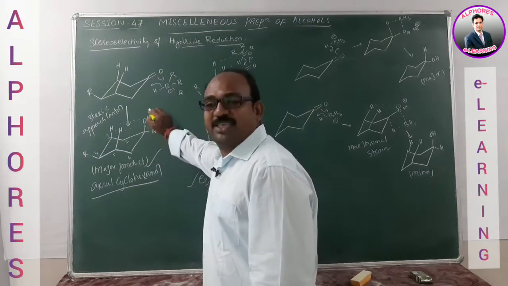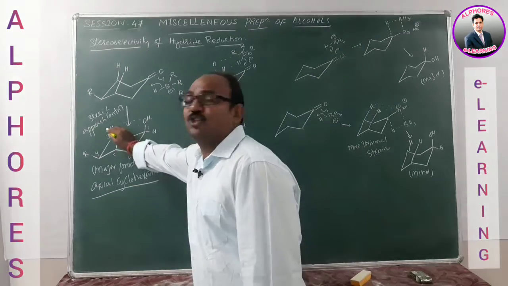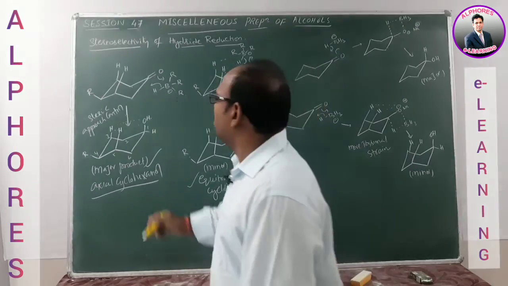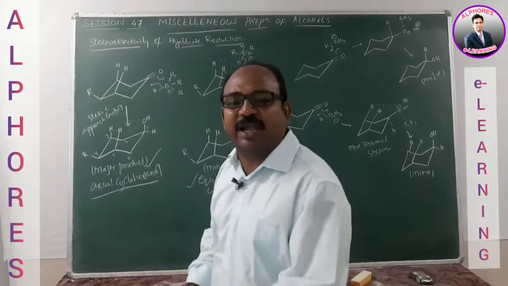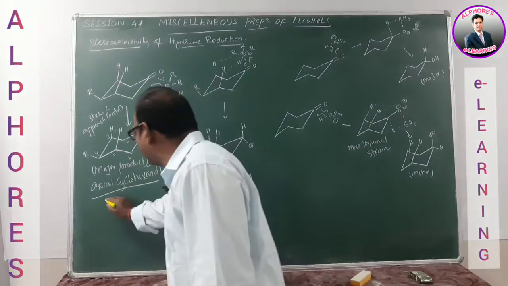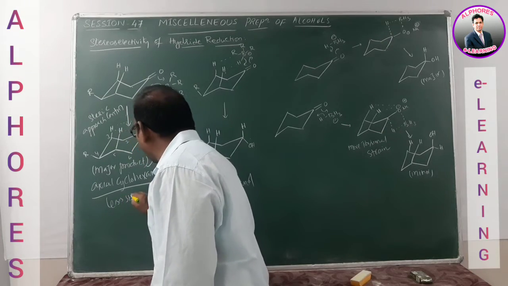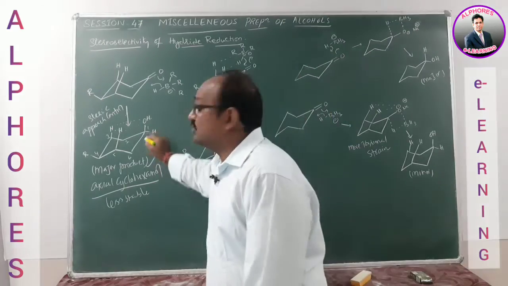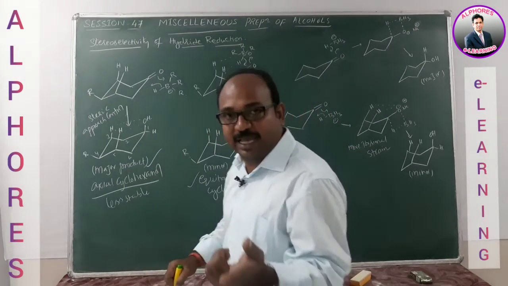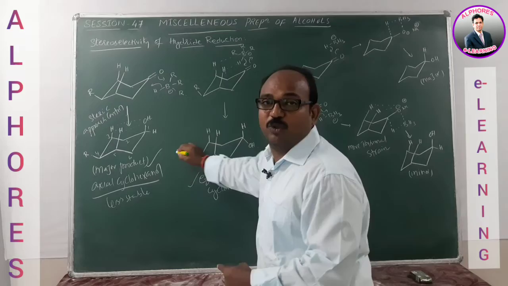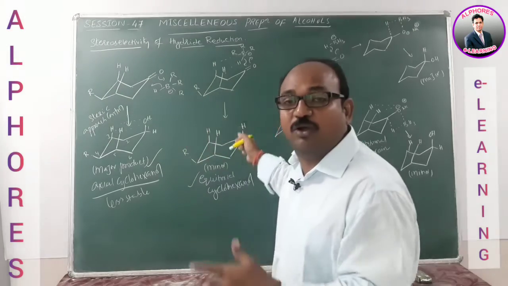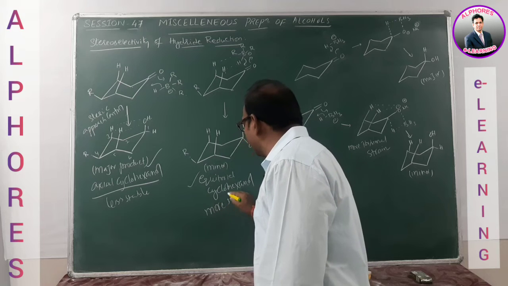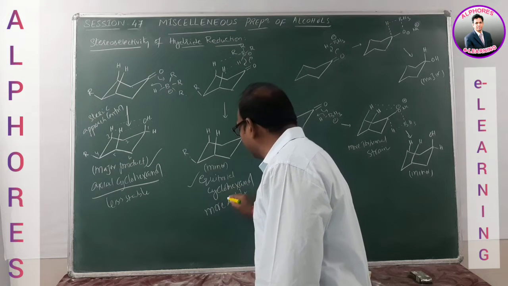Now here in axial, the OH group is there, and the OH group has 1,3 interaction, what we call torsional strain. Because of more torsional strain, this compound is less stable. Out of these two isomers, this isomer is less stable, whereas in this isomer both the OH group and the alkyl group are equatorial. Obviously, this one is more stable.